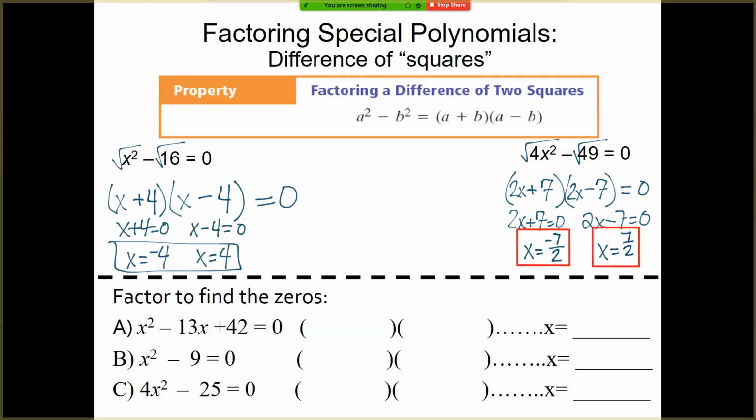You could convert them to decimals, -3.5 and +3.5, that would be okay. You could convert them to mixed numbers. But again, my suggestion would just be to leave them so you don't mess something up on accident converting them.